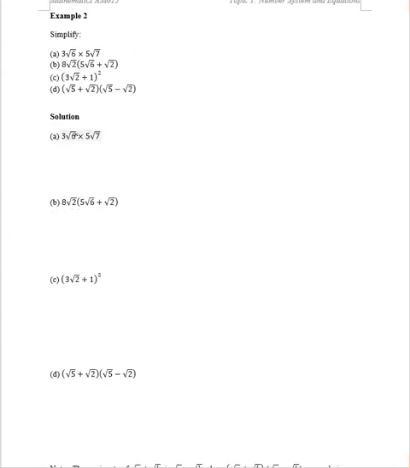Example 2. Make sure you look at the operation in the middle carefully. This is not plus anymore. This is multiplication in the middle. So to multiply surds, what you do is you just multiply numbers with numbers and surds with surds. So 3 times 5 is 15. And then surds with surds. So 6 times 7.